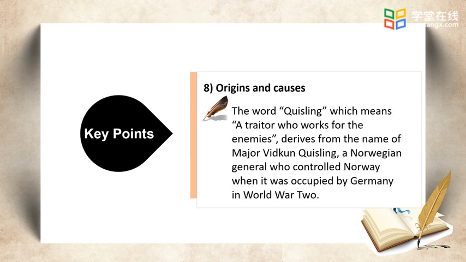The eighth method is origins and causes. We can describe the origin, the background information, and the historical development of the term to discuss its meaning. For example, the word Quisling, which means a traitor who works for enemies, derives from the name of Major Vidkun Quisling, a Norwegian general who controlled Norway when it was occupied by Germany in World War II.